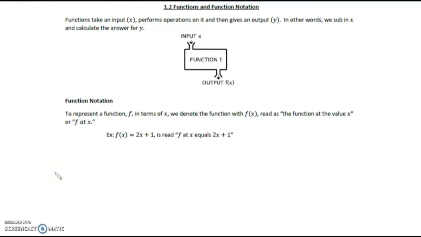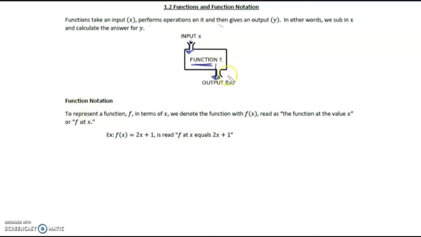Okay, 1.2 functions and function notation. So functions can take an input, so an x, perform operations on it, and then give an output, which is usually our y. In other words, we sub in x and we calculate the answer for y. A lot of times you'll see a function look like a little machine here. You put in x, you calculate it, and then the output is y.